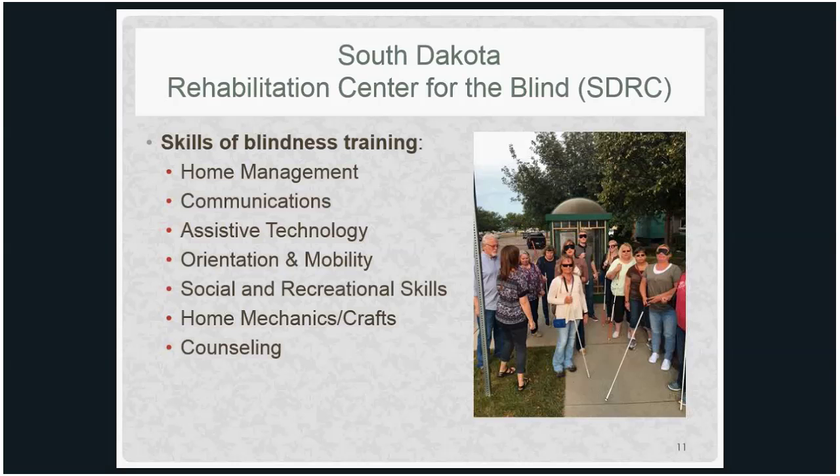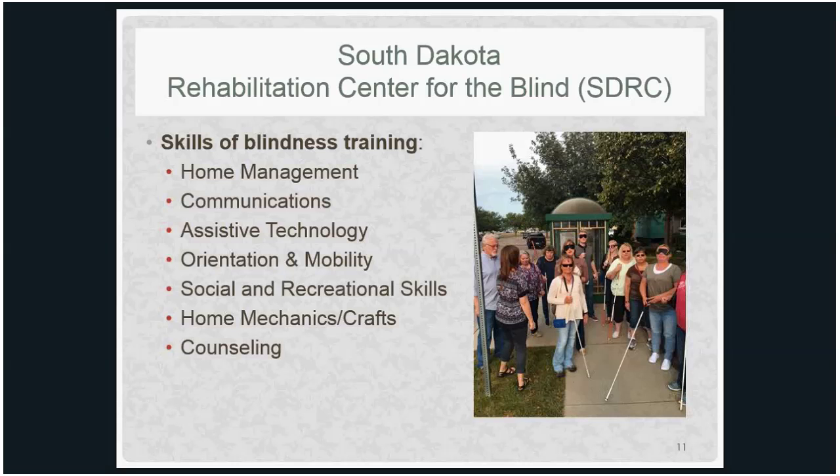The duration of the training there can range from a couple of weeks up to a year, depending on each person's individual needs and personal goals. They offer counseling and have regular team meetings with everyone just to get updated on how they're meeting their goals. The Rehab Center for the Blind also has apartments located there in Sioux Falls for people living outside of that community, so that people coming from all over the state can come and live in the apartment and get the training that they need in order to be more independent.